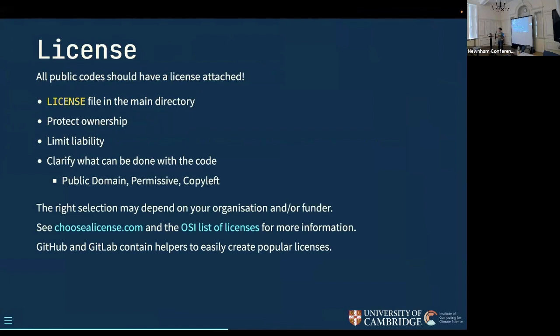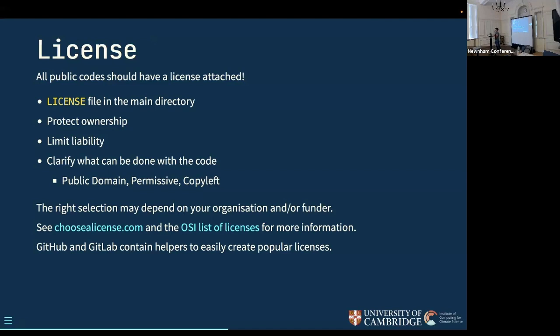Any code that you put out into the public domain should have a license attached. And there's a few reasons for doing this. It's to protect your ownership of the code. So if you've written this, you've spent a lot of time developing it, you want some way of retaining a link to that code and for you to be acknowledged as the code being something that you put out there. It's also to limit liability.